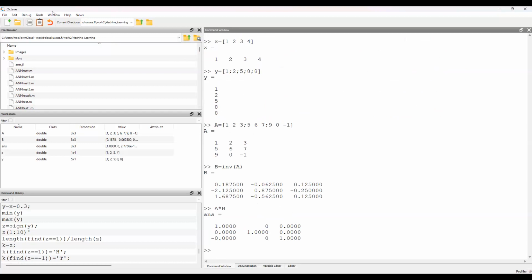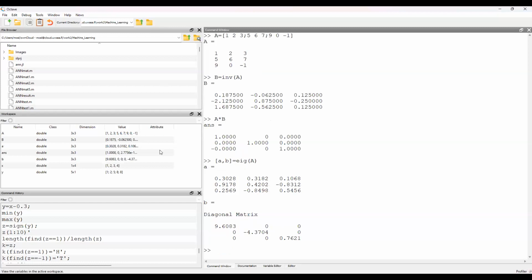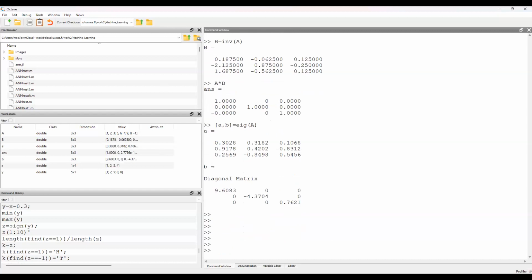You can also find the eigenvalues and eigenvectors of any matrix, for example A and B equal to eig of A. It gives you the eigenvectors of matrix A and then the eigenvalues. This is the way Octave works. It is very similar to MATLAB, but now I would like to concentrate on the probability part. I will not go through the application or usage of Octave to solve linear algebra and so on.